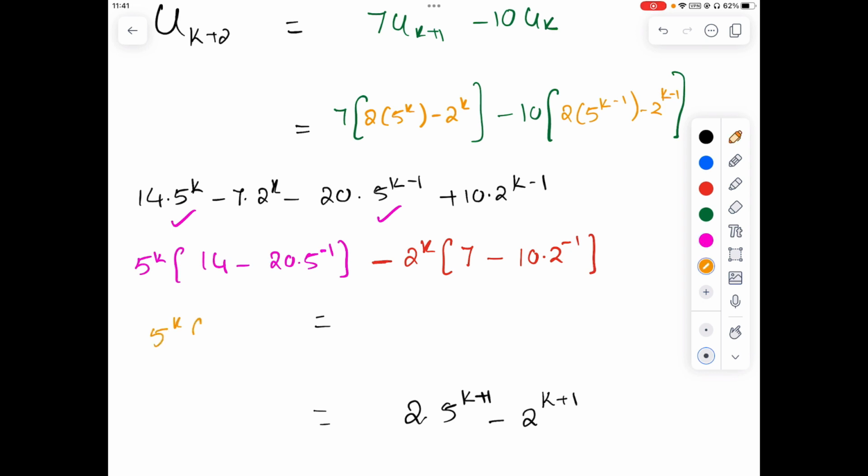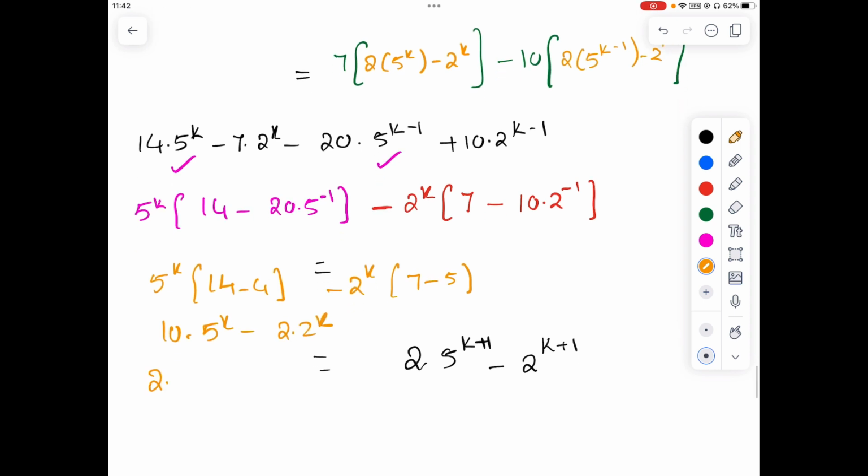5 power k, 14 minus 20 times 5 power minus 1 is 4. 20 by 5 is 4. Similarly, minus 2 power k times 7 minus 5. So what does that become? 10 times 5 power k minus 2 times 2 power k.